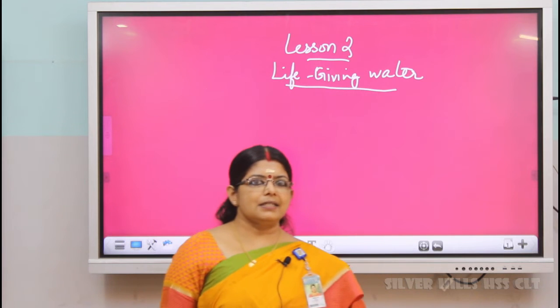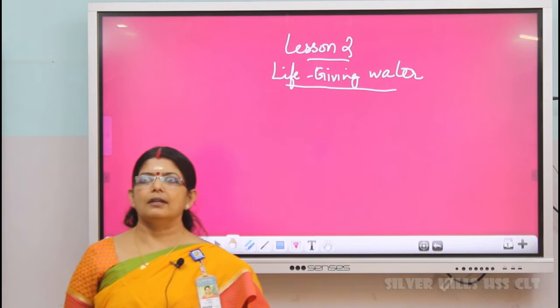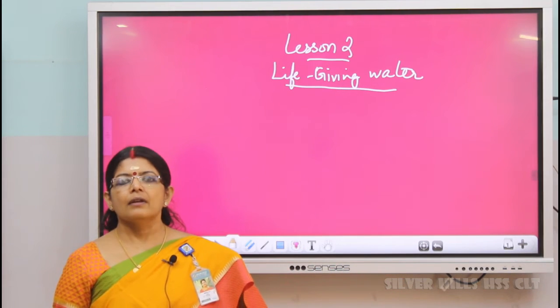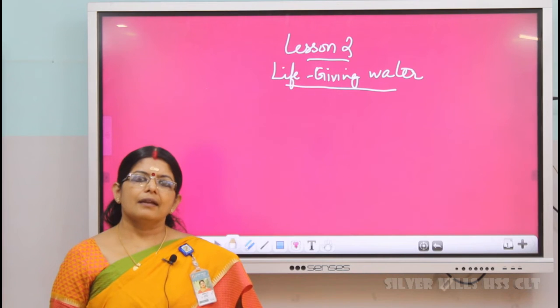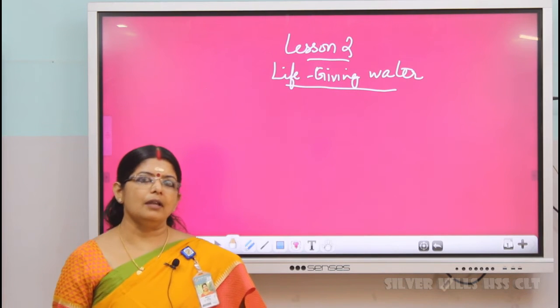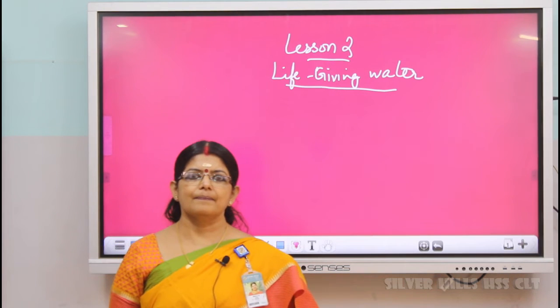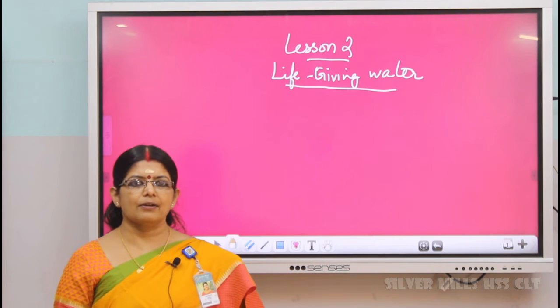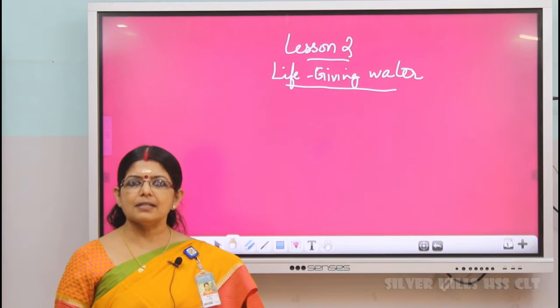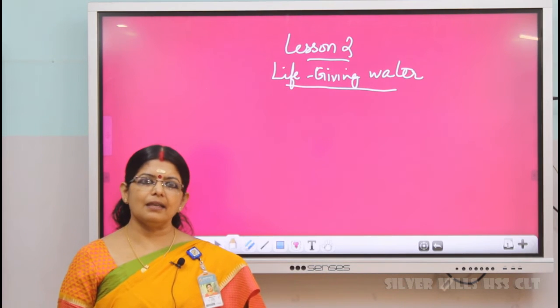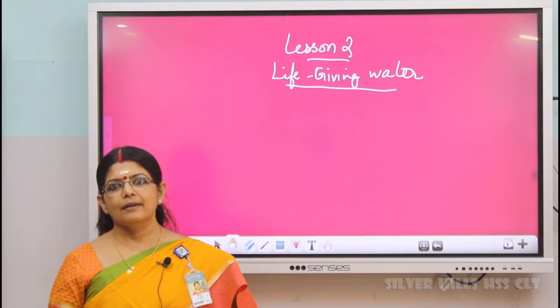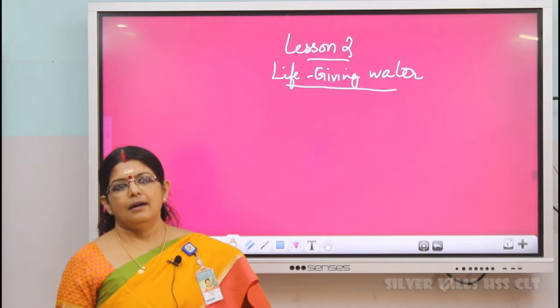Then the next gas which mixes with water is carbon dioxide. For example, when we open a soda water bottle, you can see bubbles coming out. What are these bubbles? This is carbon dioxide gas. Soda water is prepared by mixing carbon dioxide in water. Understood?